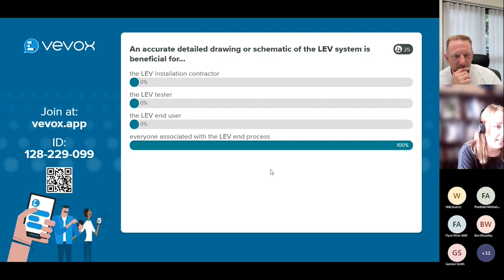But in the end, it's for the LEV end user, the client, the owner. They really need to understand where all these things are in the system, because the testers and the installation people are only there once a year. What's the client going to do all these other days of the year? They need to have this detailed drawing showing where all these parts of the system are. So if something goes wrong and you and I or whoever can't be there to look at it with our expertise, this could be very beneficial to them.